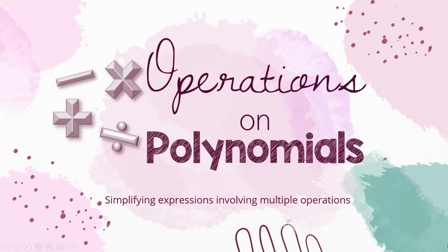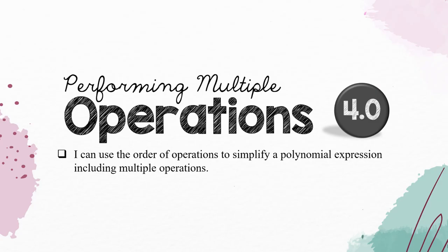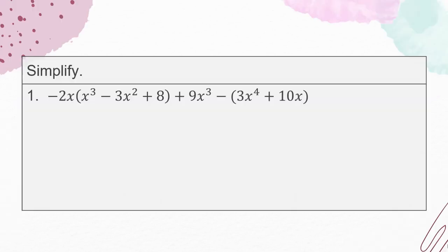To finish our unit on operations on polynomials, today we will be performing multiple operations in order to simplify a polynomial expression. So in number 1, we have some multiplying going on. When there's nothing between that term and the parentheses, it means we're going to multiply this term times each term inside the parentheses. And then we're also doing the same here. We got another set of parentheses with a -1 in front of it.